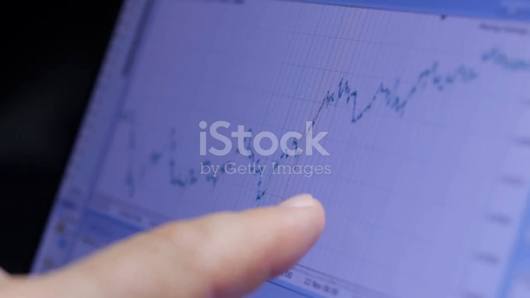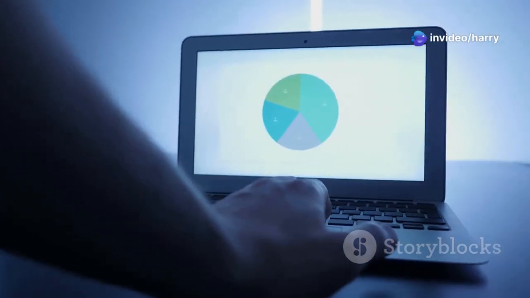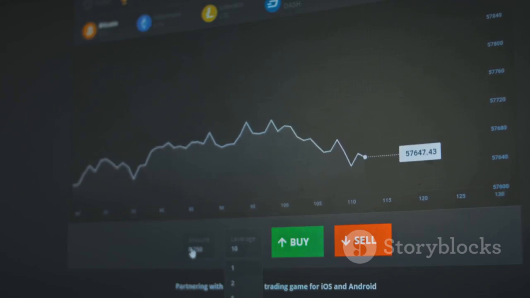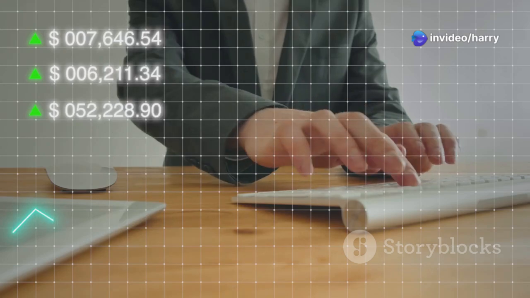ROA is a powerful tool for investors. It can help you identify profitable companies, assess management effectiveness, and compare companies within an industry. When analyzing ROA, consider these tips. Look for trends. Has the company's ROA been increasing or decreasing over time? A rising ROA is generally a positive sign.